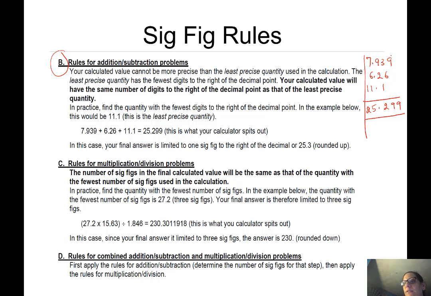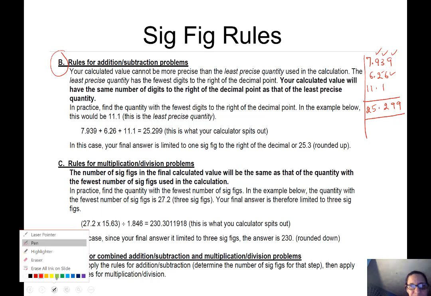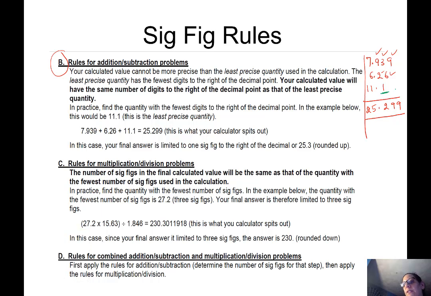Now the rule is this has 3 sig figs after the decimal, this has 2 sig figs after the decimal, and this one has just 1 sig fig after the decimal. So when you round your answer in the end, you should round it to the value which is closest to the least sig fig after the decimal. That means there should be only 1 sig fig after the decimal. That is the rule. That's what it says. So when you round it, your answer should be 25.3.